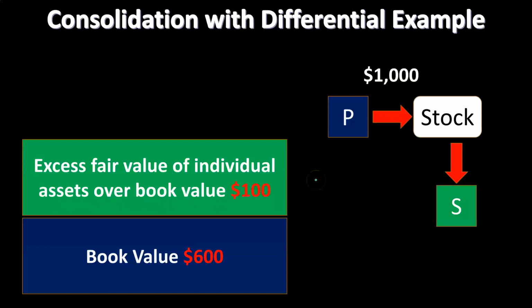In our example, we're going to say the excess fair value of the individual assets over book value was only 100 though. So that would be 600, 700. And the amount that was paid was 1,000. So at this point, you might say, well, how can that be?